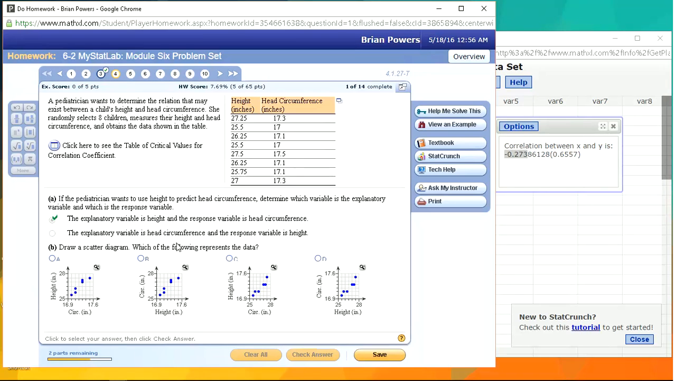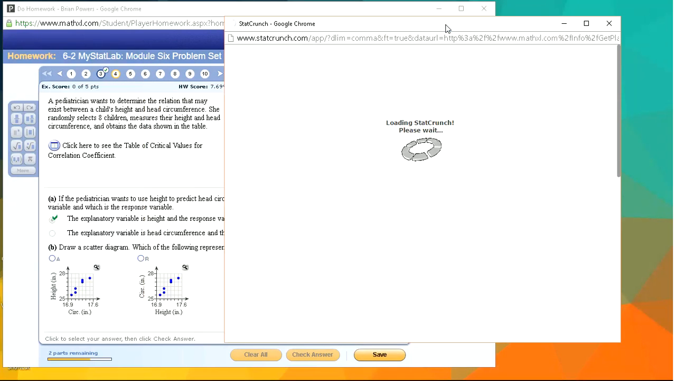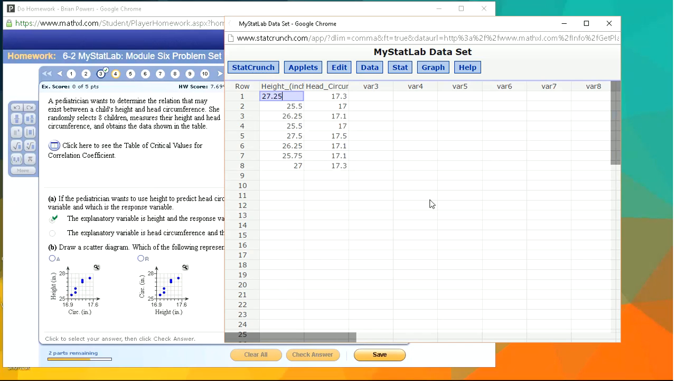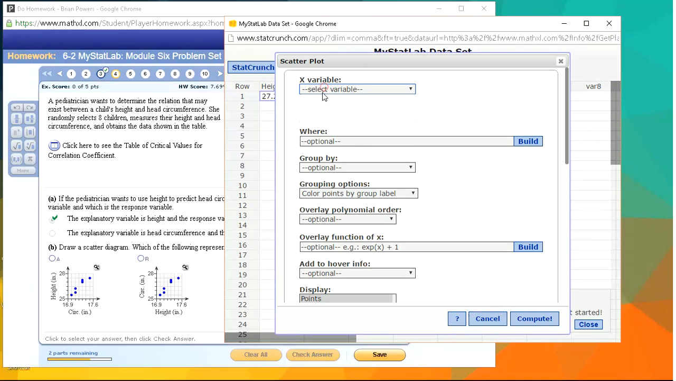Okay, draw a scatter diagram. Again, let's do this in StatCrunch. Open this data in StatCrunch, and we're going to graph a scatter plot. Where did it go? Scatter plot. X variable. The explanatory variable should be x, so height is x. Y is going to be head circumference.